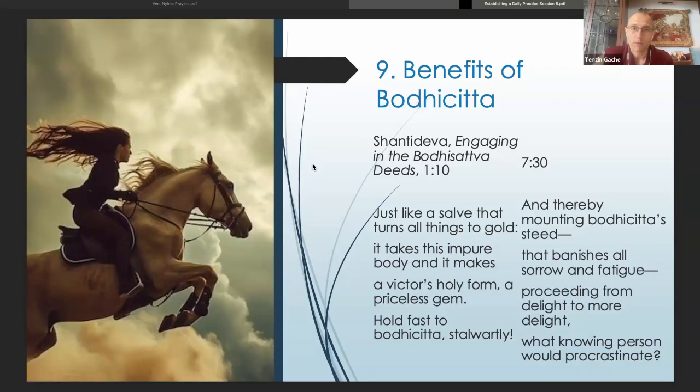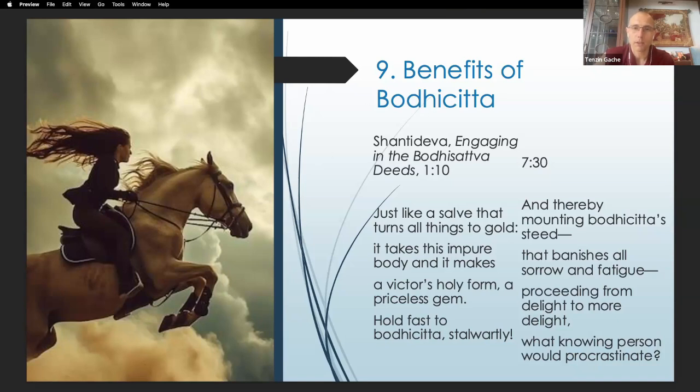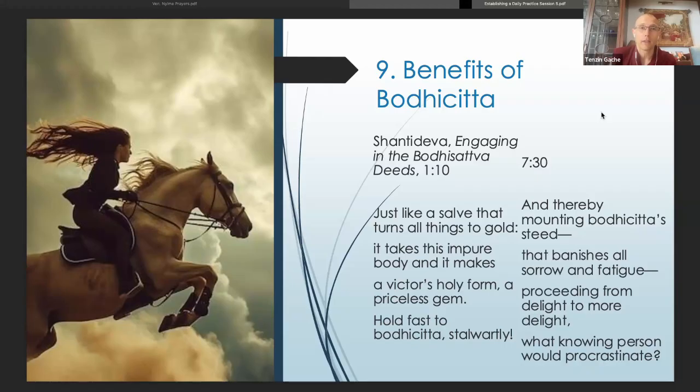So we start with: just like a salve that turns all things to gold, it takes this impure body and makes a victor's holy form, a priceless gem. Hold fast to bodhicitta stalwartly. We think of the ancient legend of alchemists, that there is a salve or some kind of potion that you put iron in and it turns to gold. Well, here's the real thing like that. If somebody has this mind, then it transforms them into something precious. So hold fast to this mind, steadfastly.